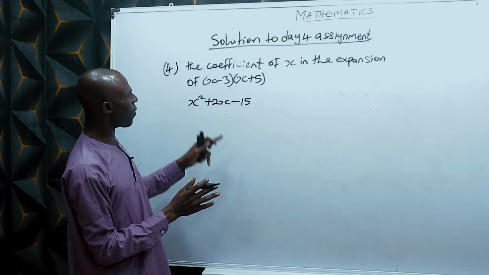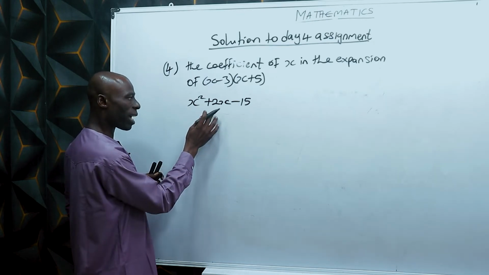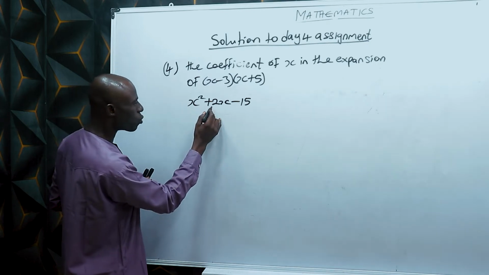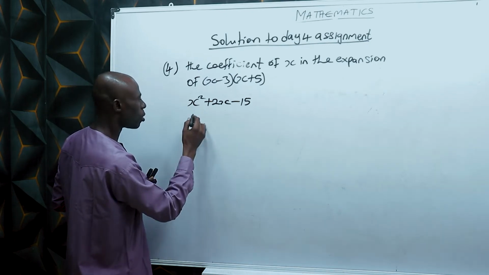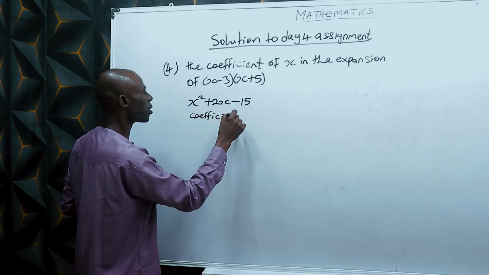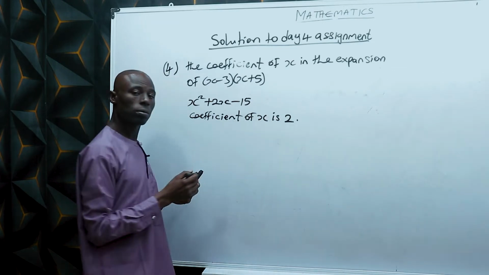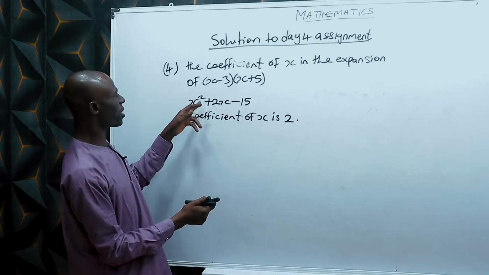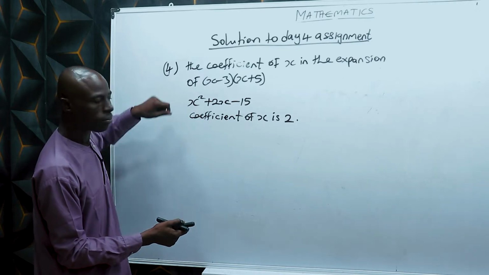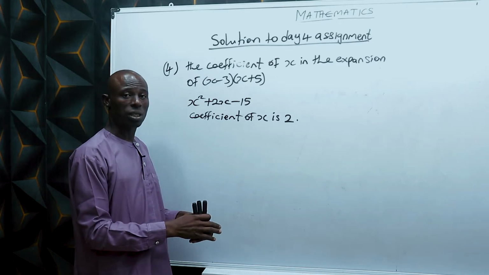The question now asks us to find the coefficient of x. Mind you, coefficient of x is different from coefficient of x squared. Coefficient of x here is 2. So coefficient of x is 2. That's it. If coefficient of x squared is required here, it will be 1, the invisible one here. So that is that. Let's go to the final question in the assignment.